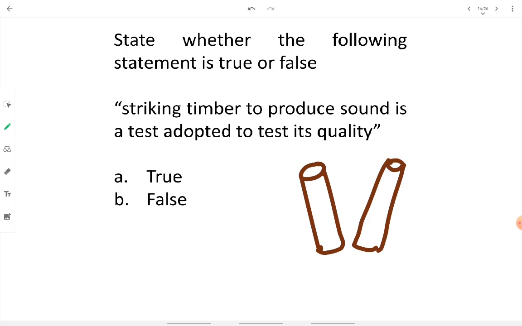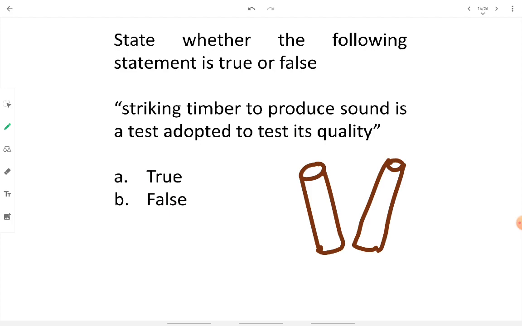This kind of test is done in testing of brick. If you remember, when two bricks are struck together, they produce a metallic clinging kind of sound. A metallic clinging sound is produced when we strike two bricks together, and this is an indication of a good brick. The same thing can be done with timber also. If you take two timber logs and strike them together, a good quality, full, deep, rich sound can be heard.